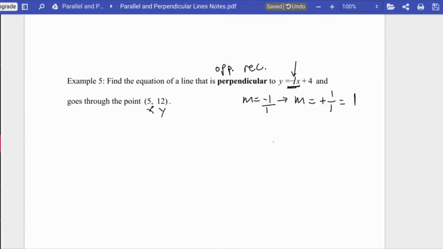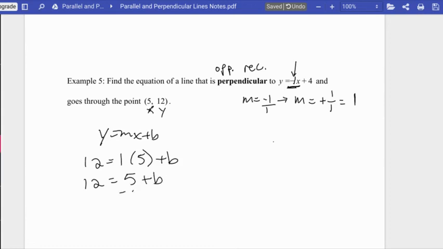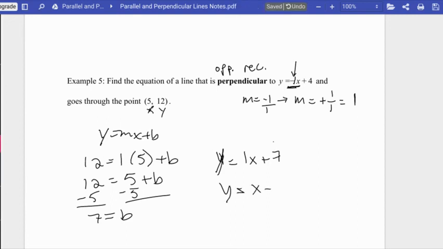xy, y = mx + b. My y is 12. My m is 1, my slope. My x is 5. I don't know what b is. And the math is pretty easy from there. And crazy enough, our y-intercept is still 7. Totally coincidence. So I could write y = 1x + 7, or I could just write y = x + 7, because they both mean the same thing.